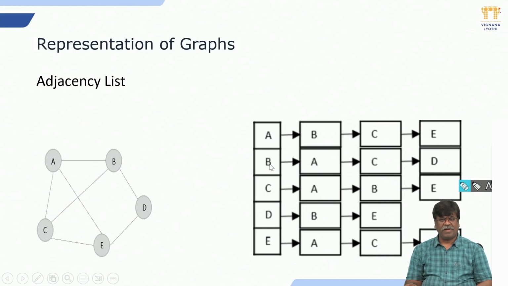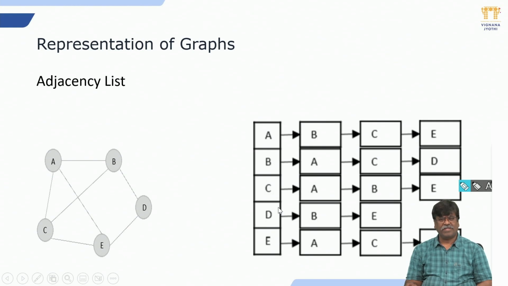First you maintain all the vertices as headers, and each header can be connected with a number of nodes, like a linked list. Each node represents an adjacent of this A. Similarly from B, what are the adjacents I am having? A, C, D. Similarly from C I am having A, B, E.